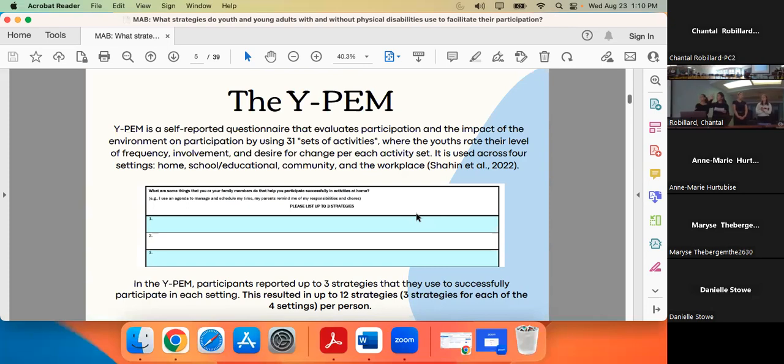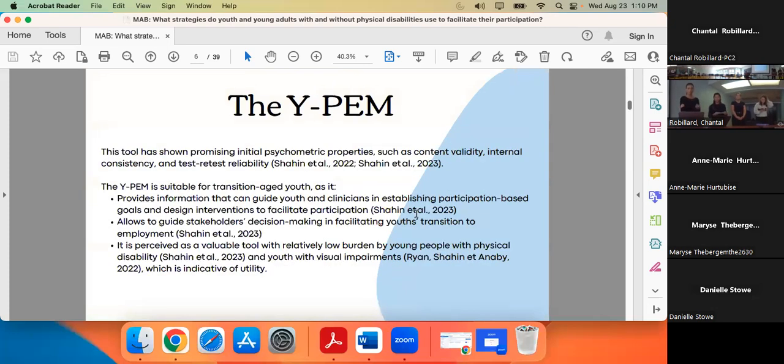And in this picture right here is an example of one of the questions that was being asked, which is, what are some things that you and your family members do that help you participate successfully in activities at home? And based on that, the individual had to report up to 3 strategies per setting, resulting in up to 12 strategies per person.